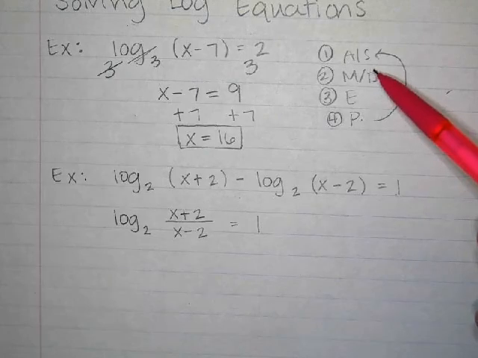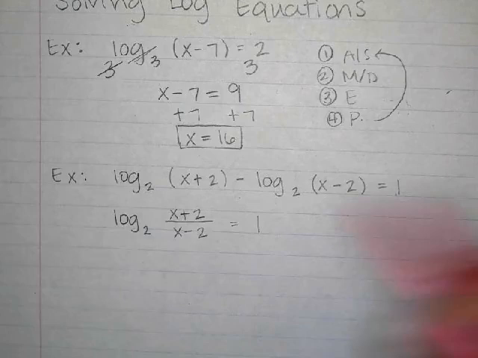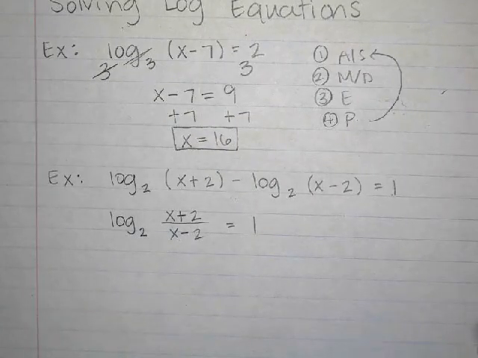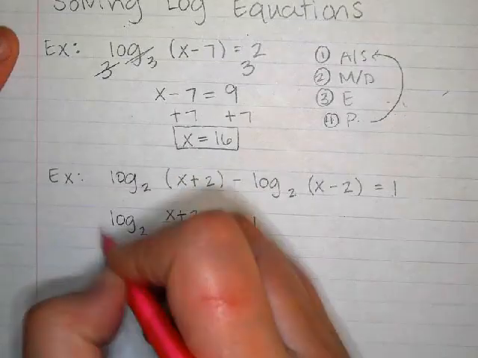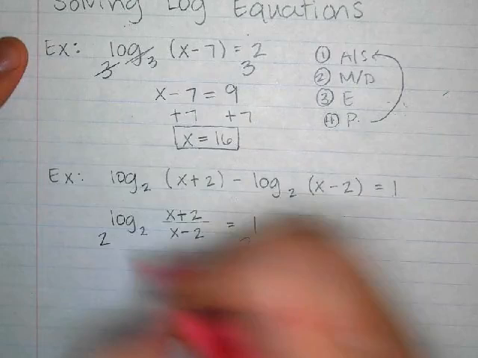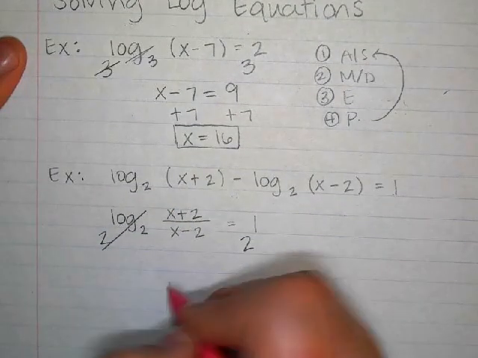Base of 2 on each side. Base of 2, base of 2. So the base 2 and the log base 2 cancel out, and I have my fraction x plus 2 over x minus 2 equals, and then 2 to the 1 power is 2.